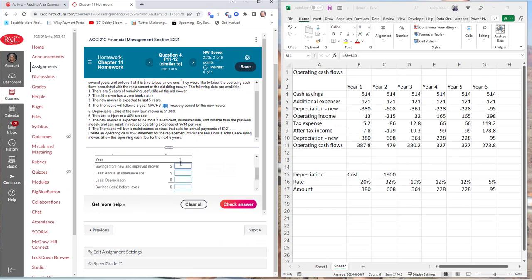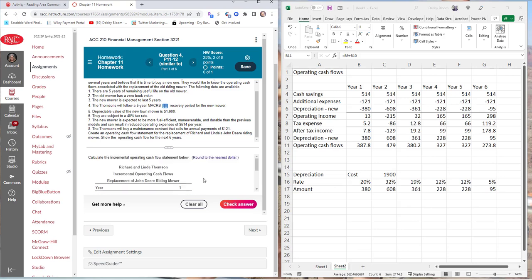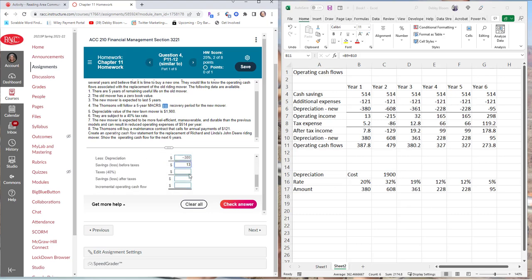So year 1, our savings from the improved mower is $514. Our annual maintenance cost is $121. I'll put that in as a negative number. The depreciation is negative $380. So the savings loss before taxes is $13. We're supposed to round to the nearest dollar.